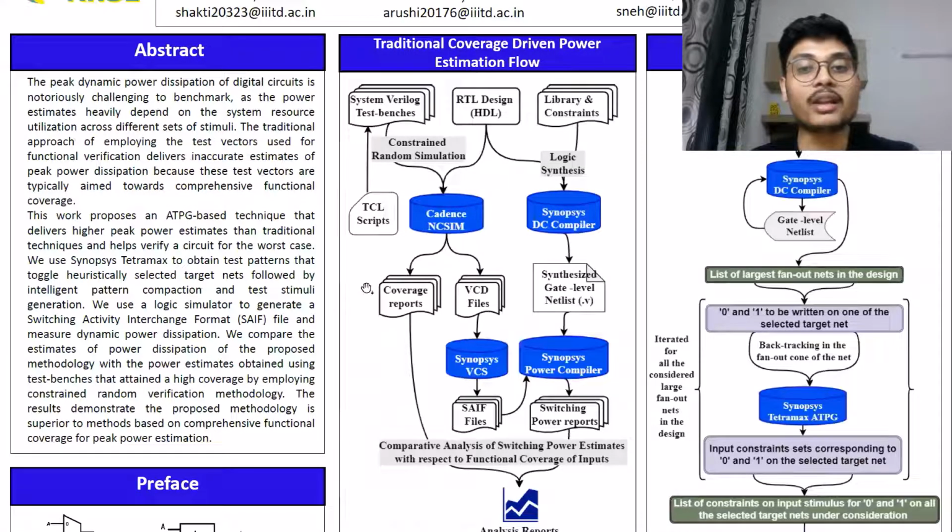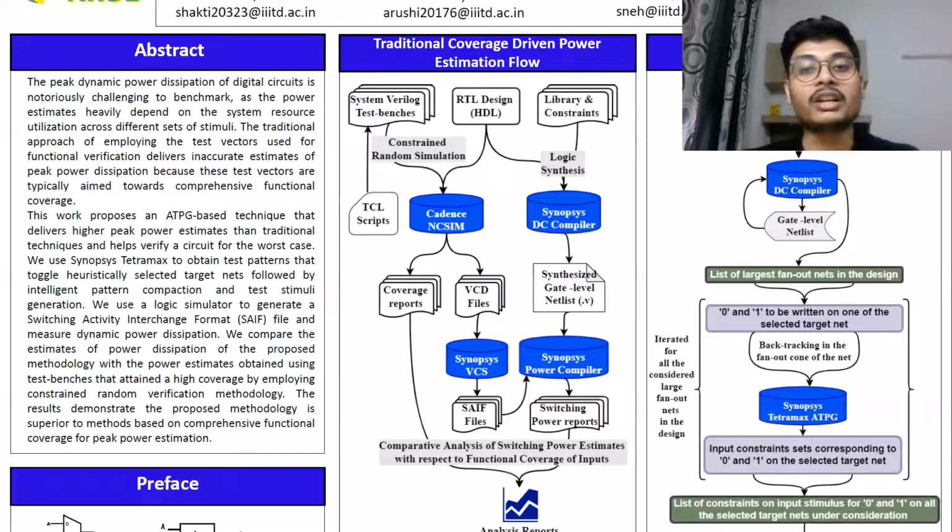Moving further, to study the impact of input stimuli and its coverage on power estimates, we started to analyze the impact on power estimates due to test stimuli targeted in the verification process to maximize the functional coverage. We used the constrained random feature of SystemVerilog to generate test vectors where we gradually relax the constraints on inputs using Python scripts to generate sets of input vectors associated with gradually increasing coverage numbers.